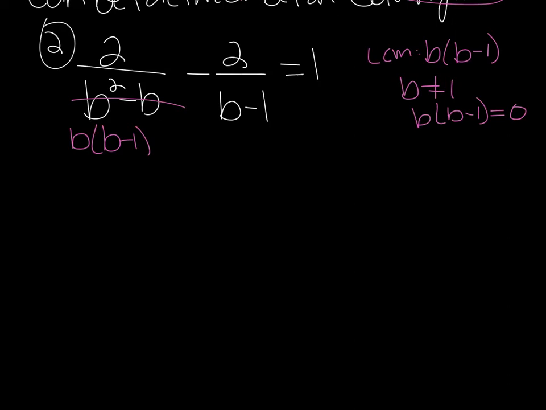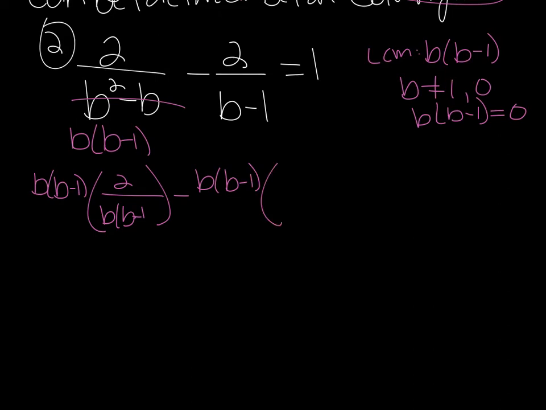But I have another restriction, don't I? Because if b is 0, that would also make this denominator 0, right? 0 squared minus 0. So I have 2. B cannot be 0, b cannot be 1. Okay, makes sense? Okay, so same next step. Go ahead and multiply by the least common denominator. So b times b minus 1 times 2 over b times b minus 1 minus b times b minus 1 times 2 over b minus 1 equals b times b minus 1 times 1.